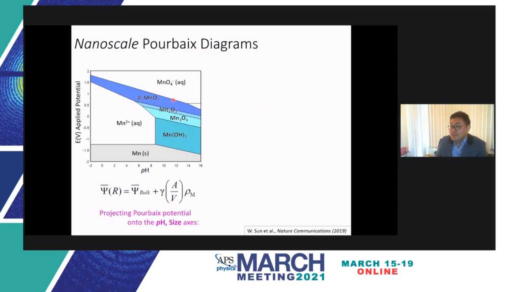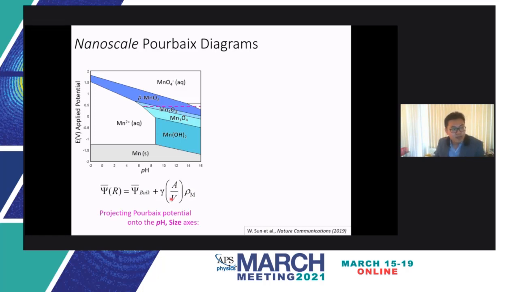So let's try to make nanoscale Pourbaix diagrams. We first take a Pourbaix diagram that we already knew existed, and now, since it's all in terms of energy, I can add the gamma A term, surface energy times area, right? Well, it's really area per mole, so you can do area per volume times the molar volume. Now, look at this, A over V, that's 1 over R, right? 1 over R is basically a size axis.